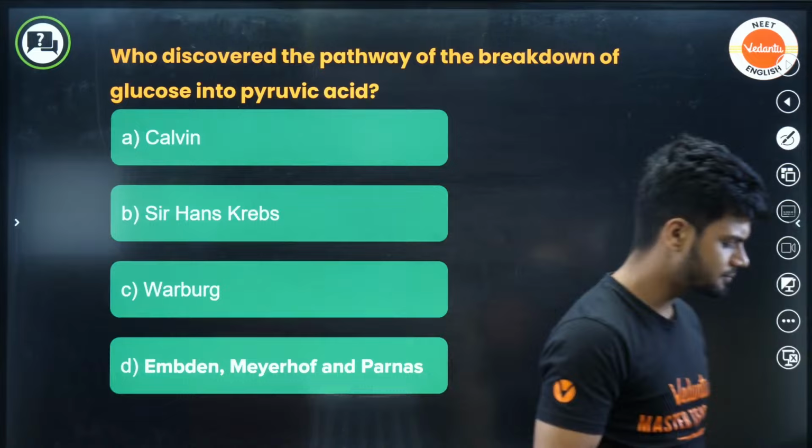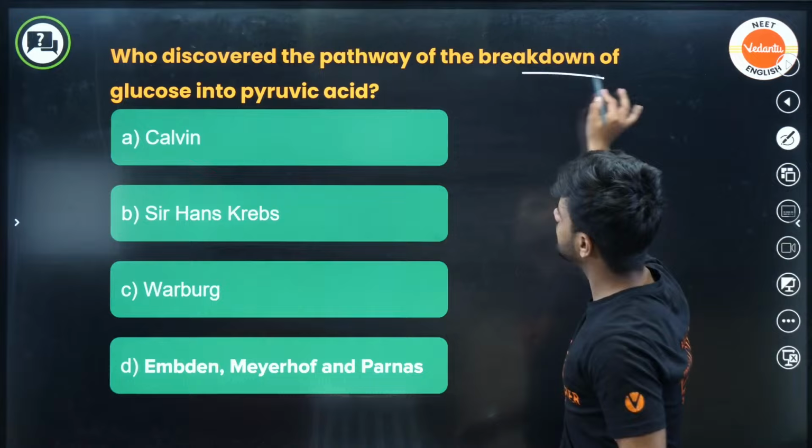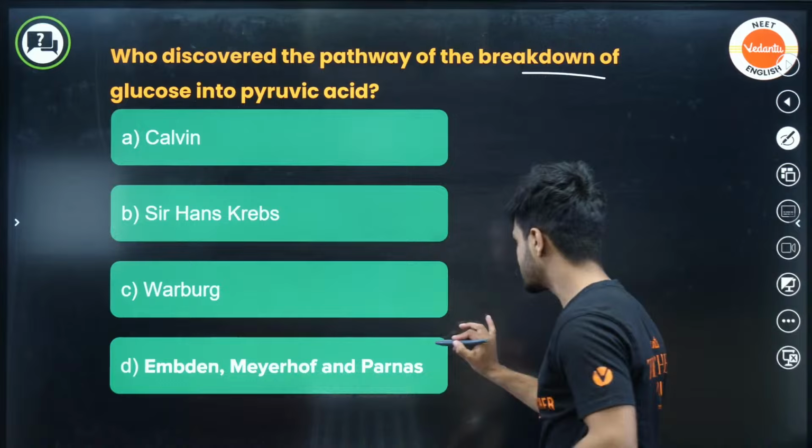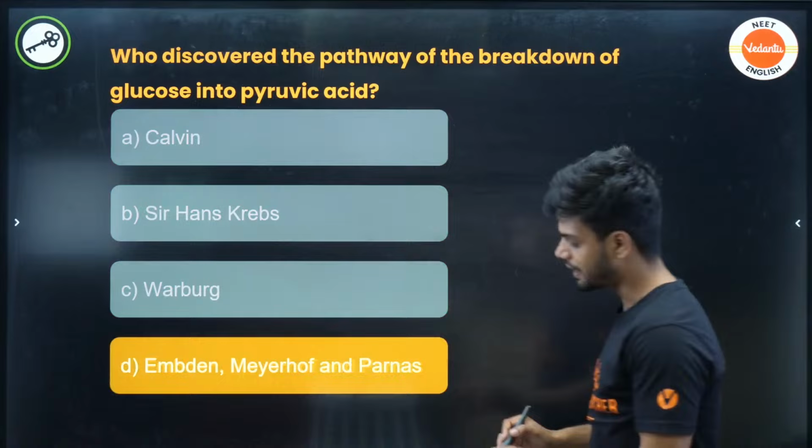The first question here is, who discovered the pathway of breakdown of glucose into pyruvic acid? First, it was by none other than Embden, Meyerhof and Parnas. That is why this is called the EMP pathway. Answer is correct.